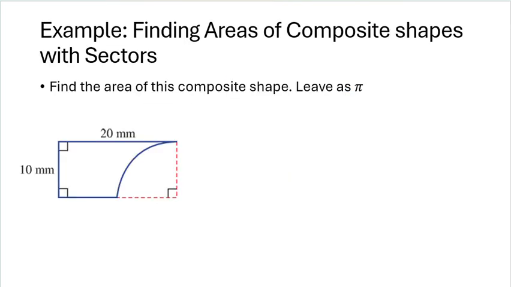Alright, so now you've got to find the area of composite shapes with these weird sectors. So remember, anything inside the blue is our actual shape. I'm just going to highlight this to say, we're just going to fill this in in order to make a simple shape that we want, which is a rectangle, as you can see. So rectangle equals length times width. The length is 20, the width is 10, that becomes 200 millimeters squared.